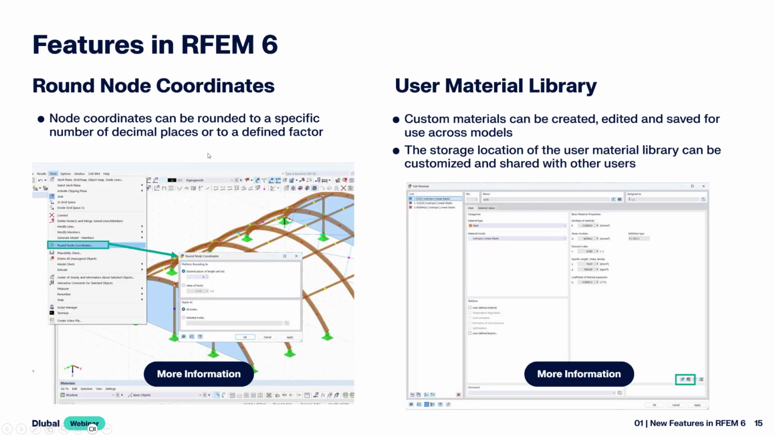You can round node coordinates. For example, when you imported a model from a CAD program, and there are many decimal places, then you can round that coordinates. Then user material library is also new. You can define your own material. For example, you import material from the database and change it according to your material, what you like to define.